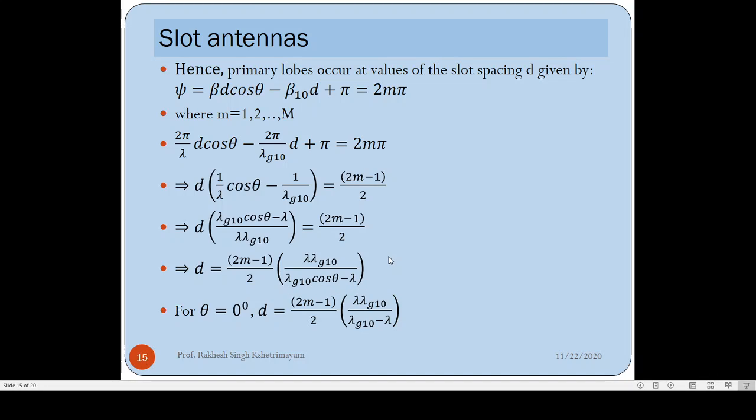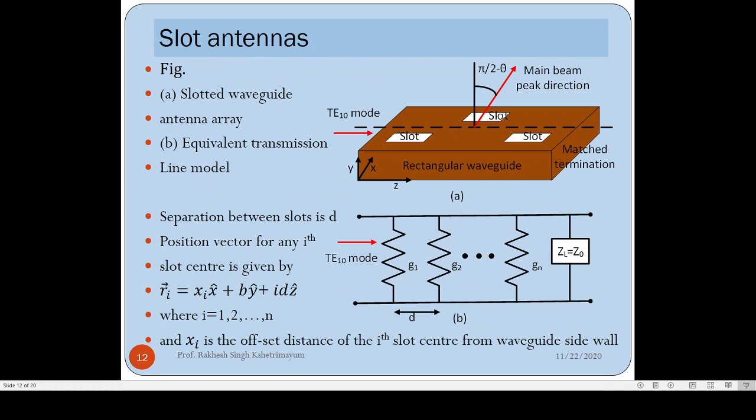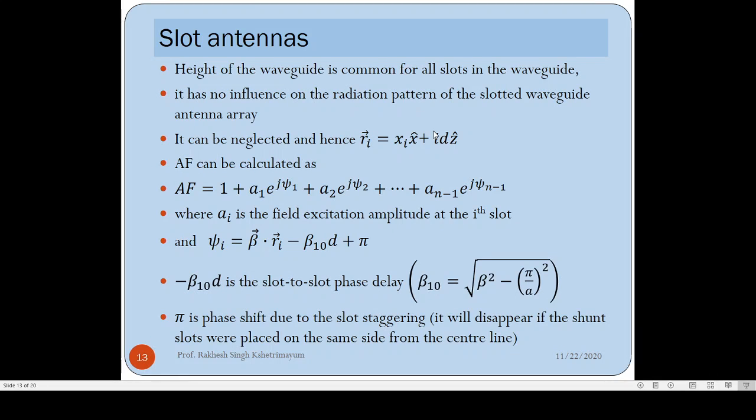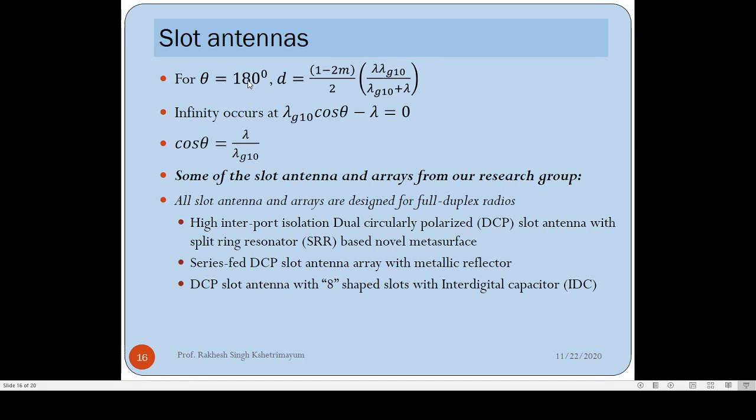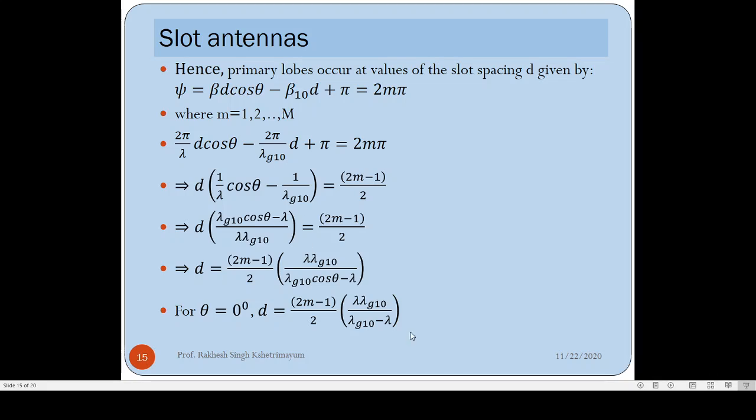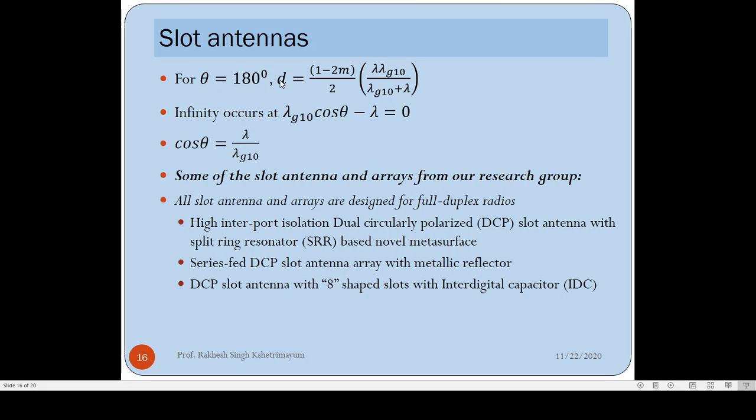So let's say I want to have theta equal to 0. What was theta? Theta was this angle here. So if theta is 0, the beam is along this direction. Theta equal to pi, the beam is also along this direction. So for theta equal to 0, d is this. Just put cos theta, which is cos of 0, equal to 1. Similarly, for theta equal to 180 degrees, just put cos of 180 degrees here, and we will have this relation. You can find out the value of d from this relation when you want the main beam direction along theta equal to 0 or theta equal to 180 degrees.